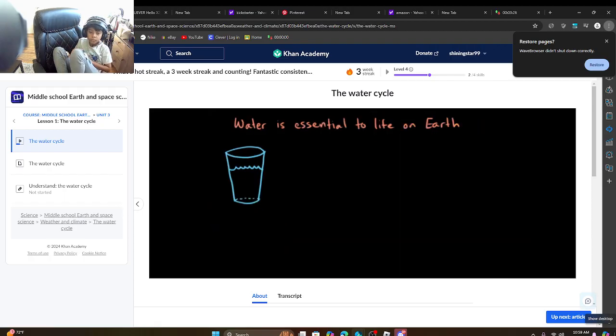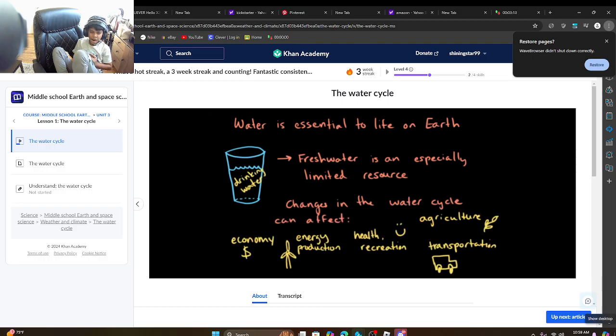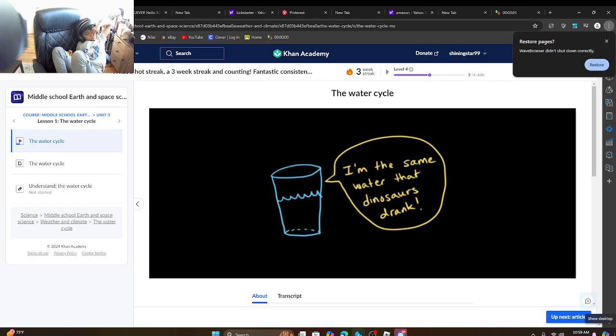Now, we know that water is essential to life on Earth, and fresh water is an especially limited resource for a growing world population. Changes in the water cycle can impact everyone through the economy, energy production, health, recreation, transportation, agriculture, and of course, drinking water. And that's why understanding the water cycle is so important. That, and it's pretty cool to know that you drink the same water as dinosaurs did.